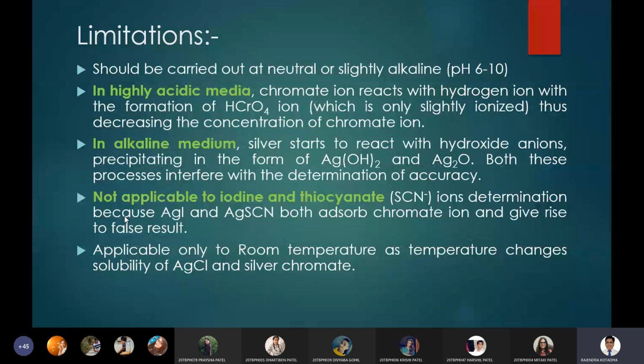it will form AgI as well as Ag thiocyanate respectively, and both adsorb. આ બે જે કોમ્પ્લેક્સ બની રહ્યો છે AgI અને AgSCN, it has capacity to adsorb, સ્પેલિંગ જોઈ લો, adsorb chromate ion. adsorb કરવું એટલે it gets stuck, or I can say placed on the surface. It does not react with that. Yes, there is a vast difference between absorb and adsorb.